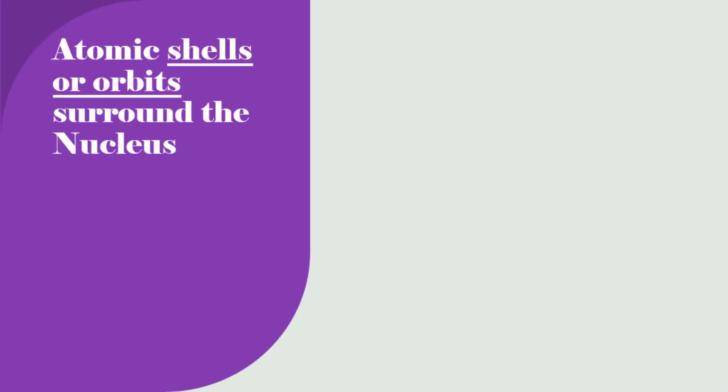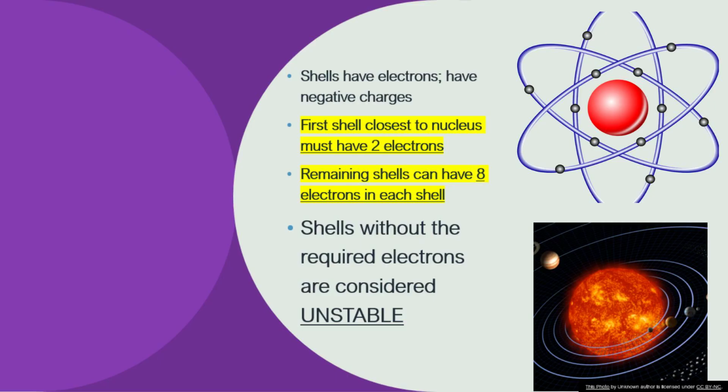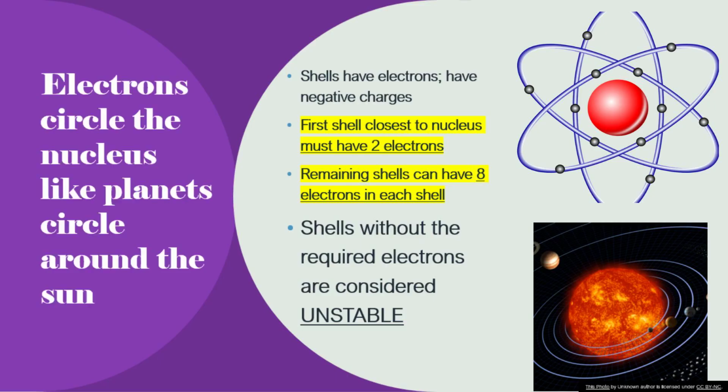Atoms have shells or orbits that surround the nucleus. Electrons occupy those shells. Electrons are floating around the nucleus, whereas protons and neutrons are inside of the nucleus. If all the orbits are complete, the electrons in orbits will equal the protons in the nucleus, and the atom will have a zero charge. The electrons that circle the nucleus are very similar to the planets that circle the sun. The orbits are specifically arranged.